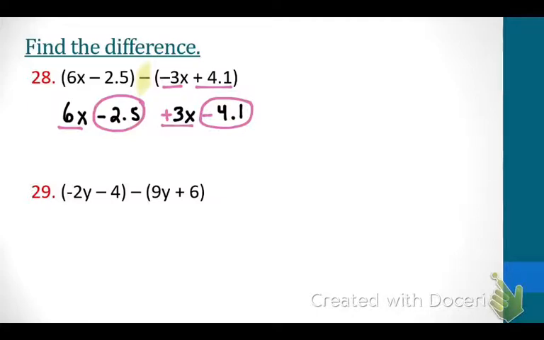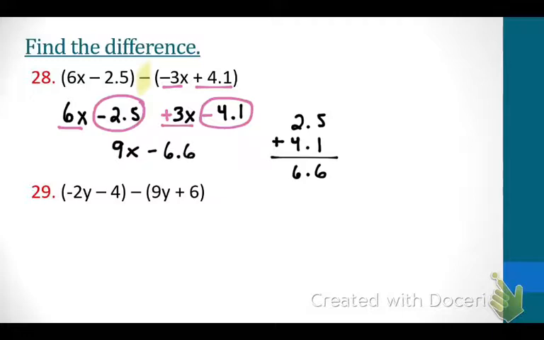Noah, what's 6x plus 3x? 9x. Positive 9x, very good. The next one, Hope, do I have the same sign or the different sign for my constants? Same sign, so we've got to add the numbers and keep the sign. When you add those together, Hope, what do you get? 6.6. Then is that going to be a positive or a negative 6.6? Negative. So the correct answer is 9x minus 6.6.